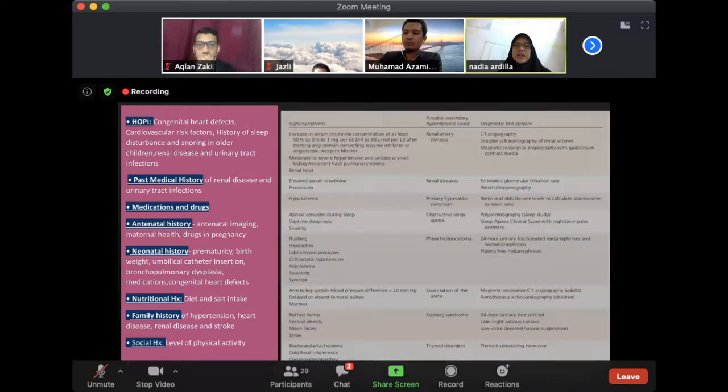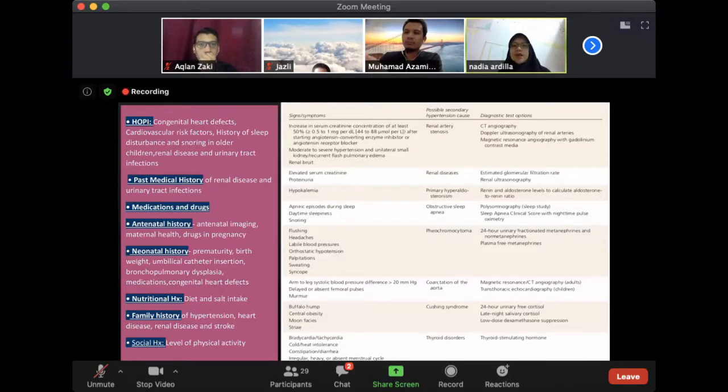And then among the signs and symptoms that we may ask as well, is there an increase in serum creatinine concentration? Is it renal related? Elevated serum creatinine, proteinuria, also renal related. Hypokalemia, maybe due to hyperaldosteronism. Is there any apneic episode, suggesting OSA? Is there any flushing, headache, orthostatic hypotension, palpitation to suggest pheochromocytoma? And then arm to leg systolic blood pressure difference.